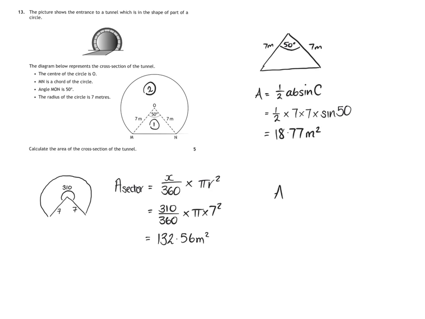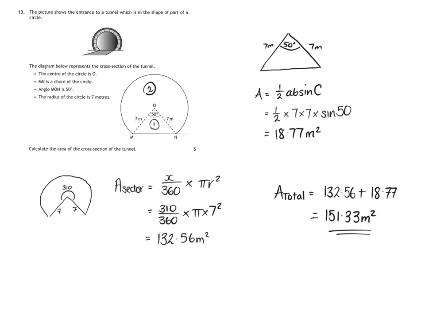Then we have to find the total. So the area total is equal to 132.56 plus that 18.77, because we've got those two, we need to combine them into one. So we add those two together, the 132.56 and the 18.77, which gives us 151.33 meters squared.